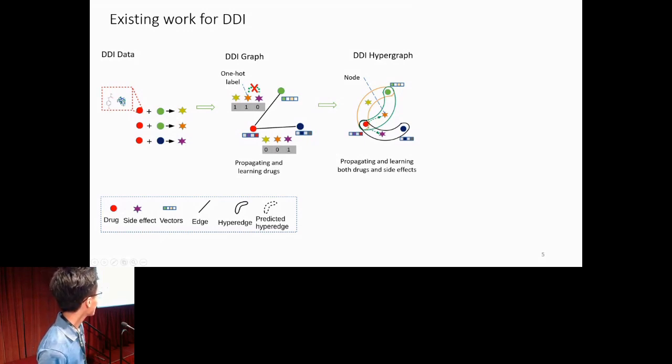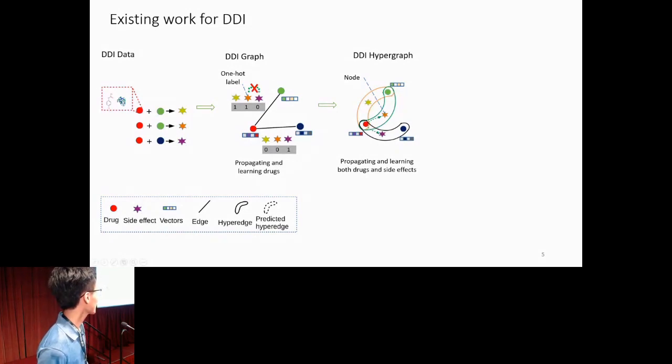And each side effect is represented by a one-hot vector and also considered as a label. So the idea of learning on the DDI graph is to propagate and learn the drugs' information through the graph. But one problem with the DDI graph is that interactive side effects have a complex relationship, for example, co-occurrence of different side effects. By representing them as labels, we cannot effectively solve the relationship between side effects.